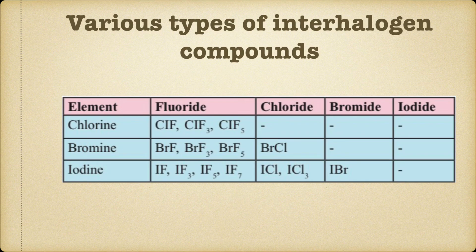Next, the bromide of bromine will be only with iodine. Here bromine will be the electronegative atom and iodine will act as the electropositive atom. There is only one example, IBr, that is iodine monobromide. With iodine there are no such examples because it is the least electronegative atom as compared to fluorine, chlorine and bromine. Hopefully it is clear now.